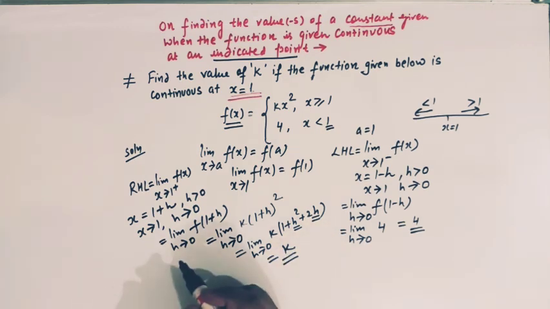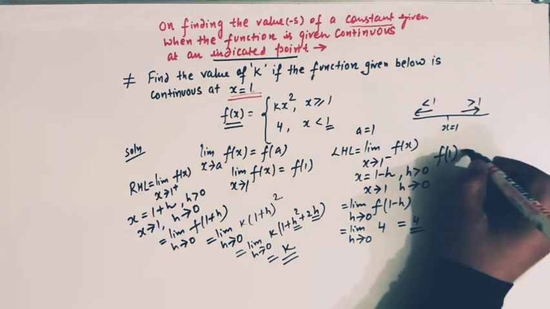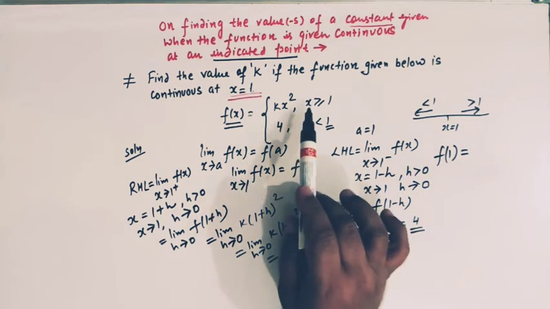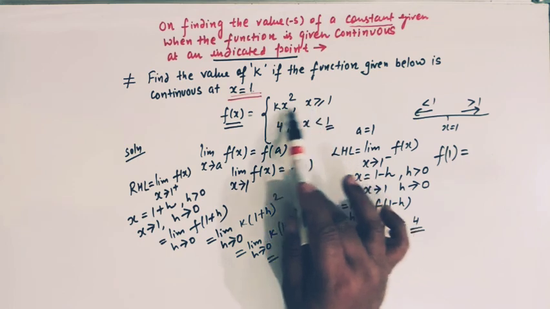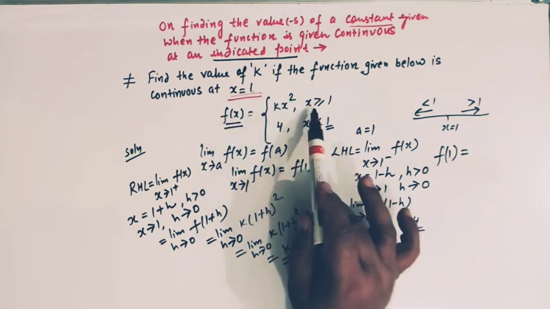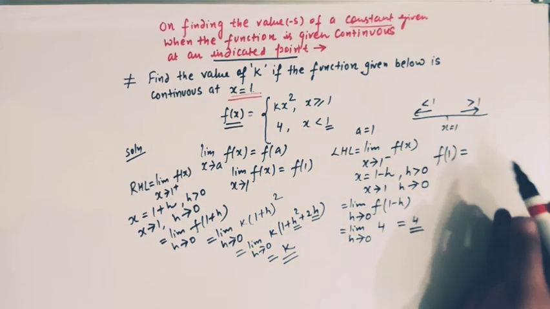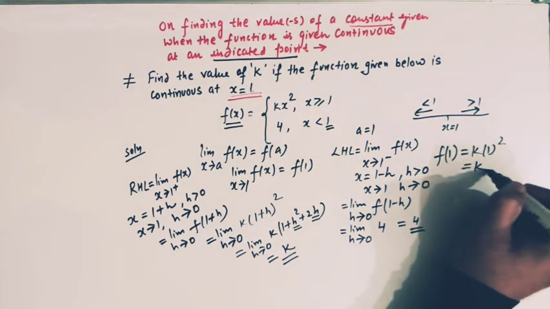Okay, now f of 1 is equal to, because from here we'll find the value of f of 1, because x is equal to 1 when f(x) is given as kx square. When x is equal to 1, here we'll have k times 1 square, that is k.